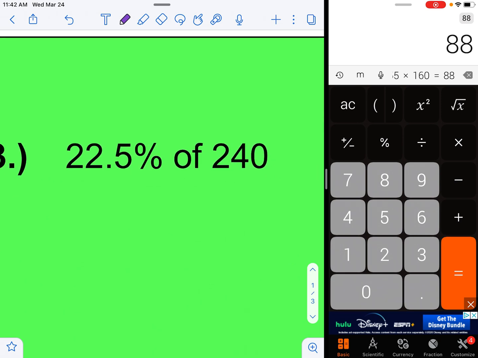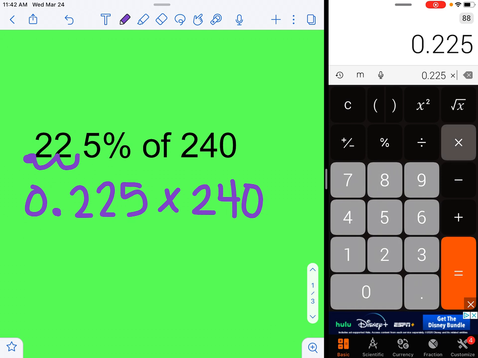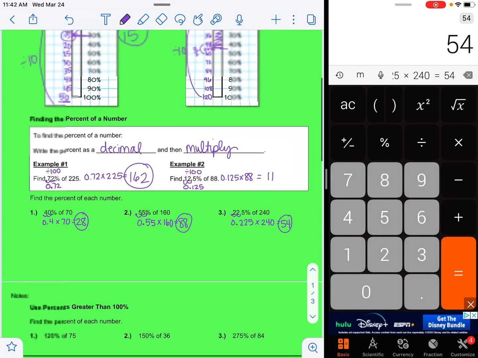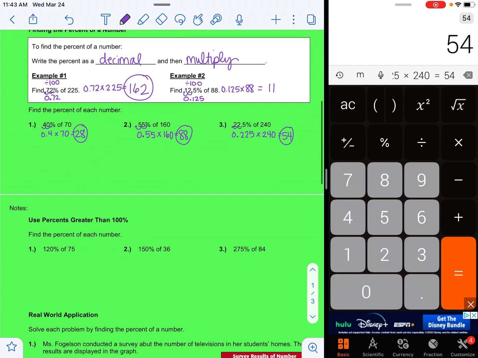Alright, and number 3, 225. Man, I'm messing up on my numbers today. 22.5% of 240. We need to move that decimal point 2 places to the left. 1, 2. So I get 0.225. And we're taking that times 240. And I got 54 for an answer. Alright, so that's how to find the percent of a number.